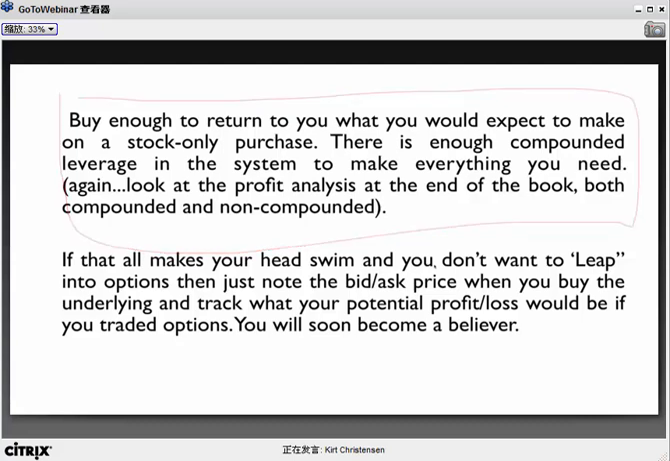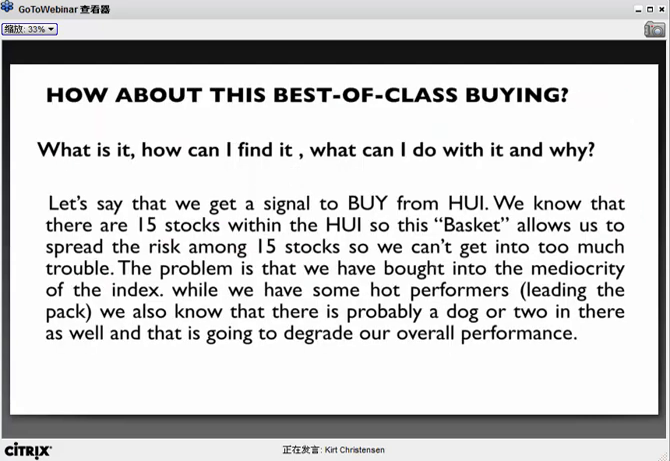So what about that best-in-class buying? What is it? How can I find it? What can I do with it, and why? Let's say that we get a signal to buy from the HUI. The HUI is in the gold sector. It's actually the gold miners index.